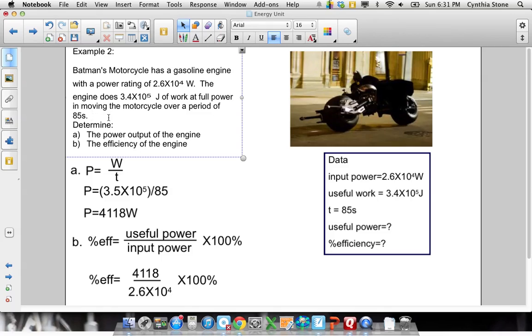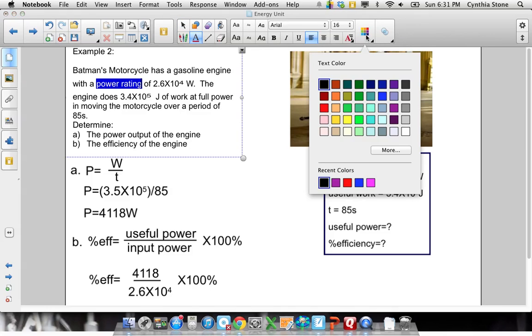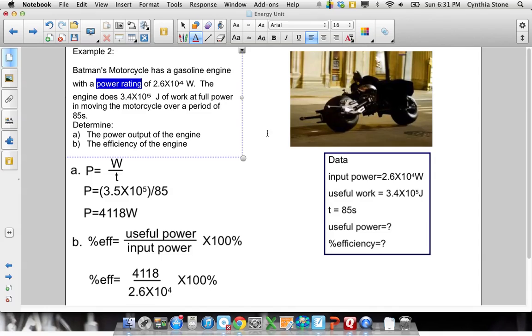Okay, so lots going on in that question, big numbers, right? So I know my input power. So remember, if you see power rating, that's your key. You say, okay, she's talking about input there, okay? The engine does that much work when moving over that period of time. So when it says what it actually does, then that's the useful part. And that's the hardest part with these questions, is distinguishing. The other thing is that you're going to have one number on the top, one number on the bottom. The bigger number has to be on the bottom, if in doubt, okay?